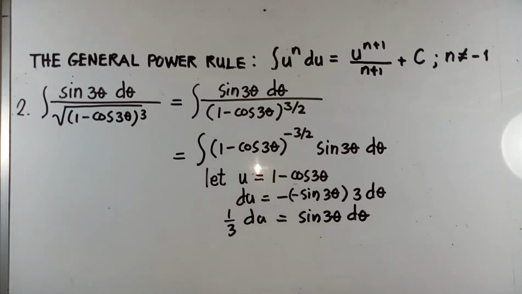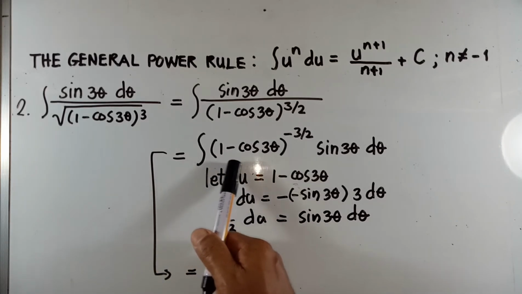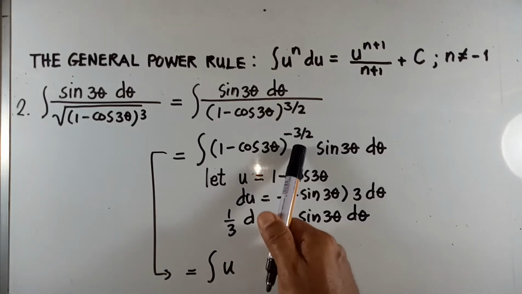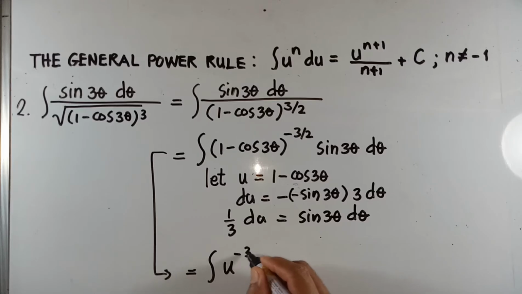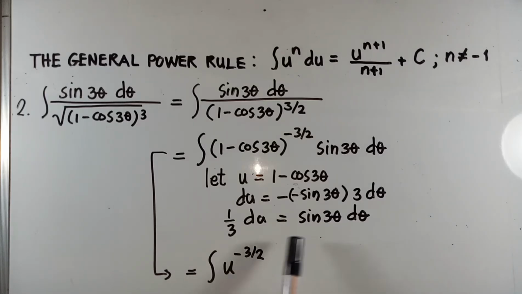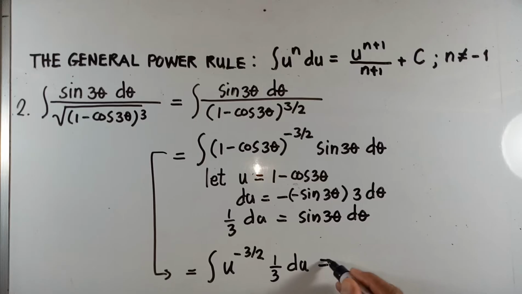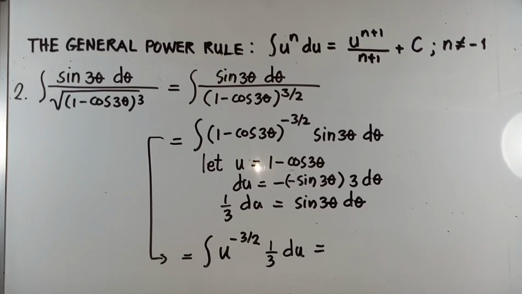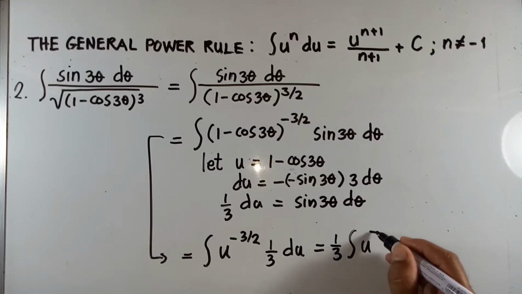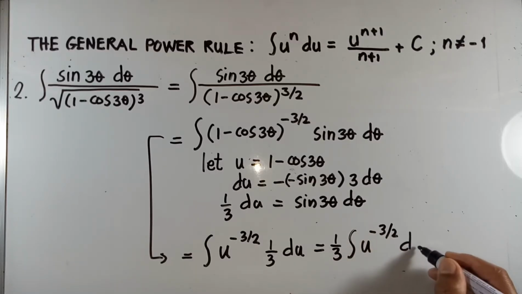After that, we are going to write the problem in terms of u. So, we have the integral sign, and then we have 1 − cos 3θ. But 1 − cos 3θ equals u. And then it is raised to negative 3/2. And then times sine of 3θ dθ. But sine of 3θ dθ equals 1/3 of du. So times 1/3 of du. Now 1/3 is constant. We may write it before the integral sign. So I will have 1/3 integral of u^(−3/2) du.